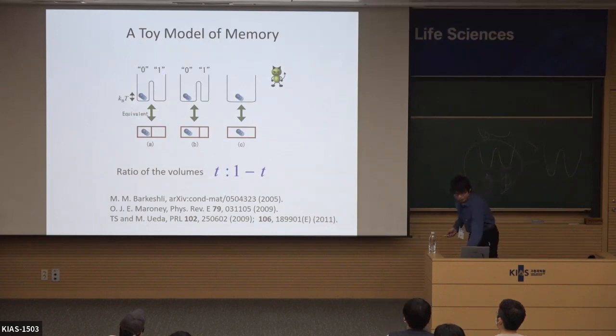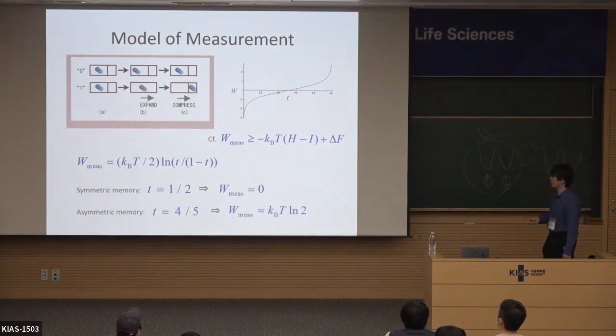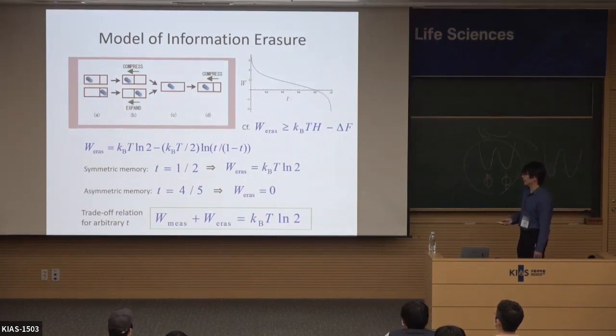And we can directly calculate the measurement cost in this model. For example, if the system and the memory are symmetric, then the measurement cost is zero, as in the Landauer-Szilard argument. But if, for example, T is given by 4 over 5, then in this case, the measurement cost is kT log 2 instead of 0. And also, we can calculate the erasure cost. If the memory is symmetric, again, it is given by kT log 2. But if the parameter T is given by 4 over 5, then the erasure cost is just 0.